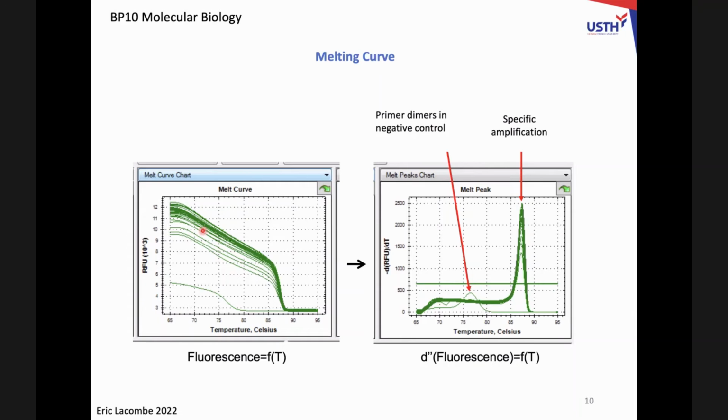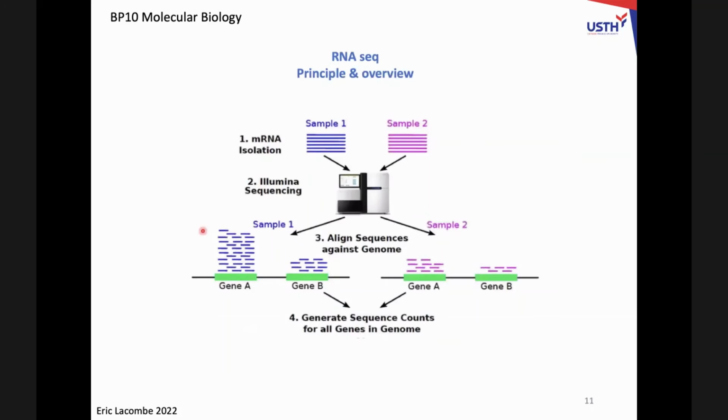Okay, so as said before, it's going to be quite short. The aim is to give you the overview and the principle of RNA-seq. Did you ever hear the word RNA-seq? I did hear this term before.